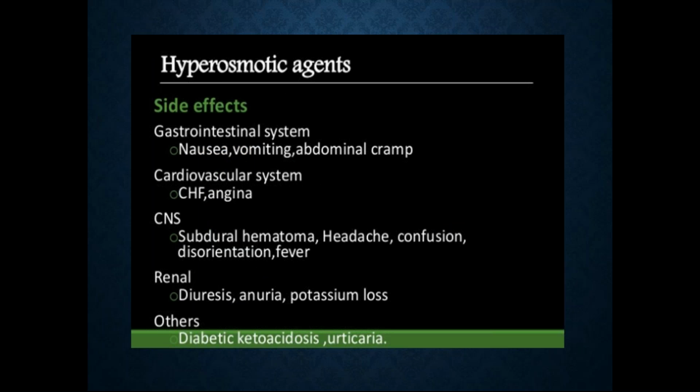So side effects with hyperosmotic agents are gastrointestinal. Once we give glycerol, the patient will vomit sometimes in the theater itself. So you have to be very careful. The patient will have nausea, vomiting. Sometimes the patient will have anuria, potassium loss, diabetic ketoacidosis, urticaria, subdural hematoma, all these things. These are very rare. The most common thing is nausea and vomiting.